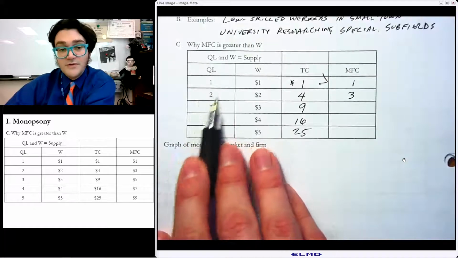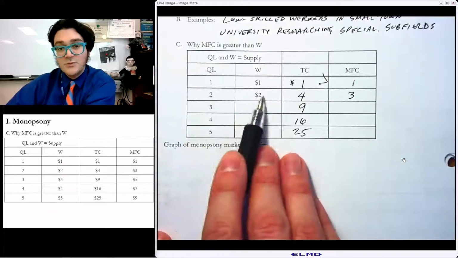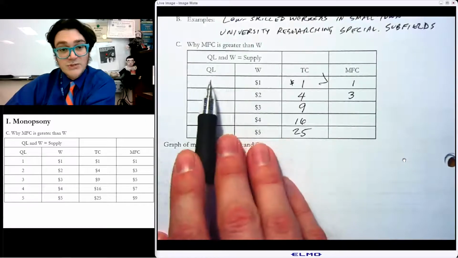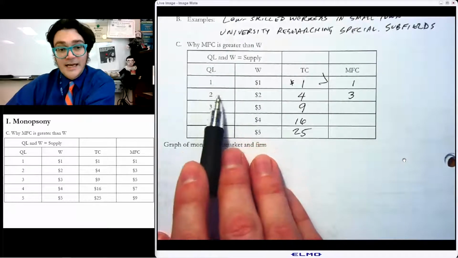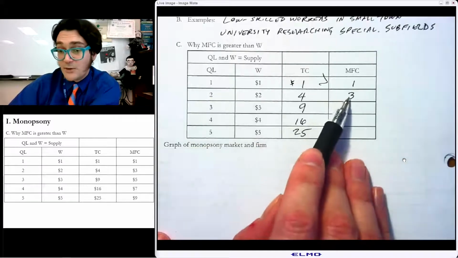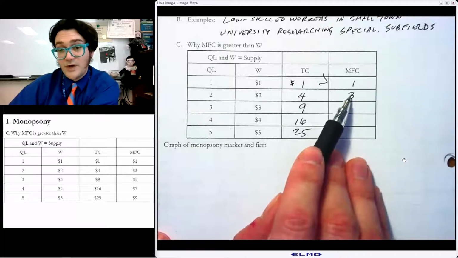So you have to pay both of these workers $2. And when you do that, by raising the wage from 1 to 2, you have to give an extra $1 to the first worker, and now you're also paying the second worker 2. So the cost actually of hiring the second worker isn't 2, it's 3.